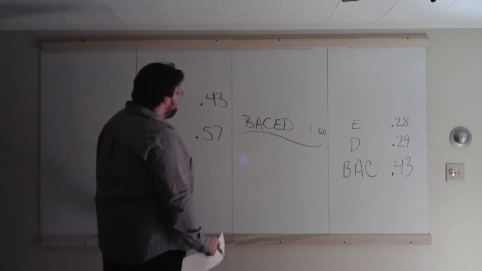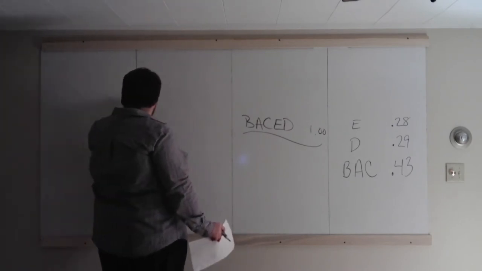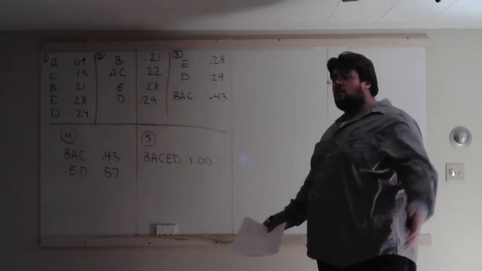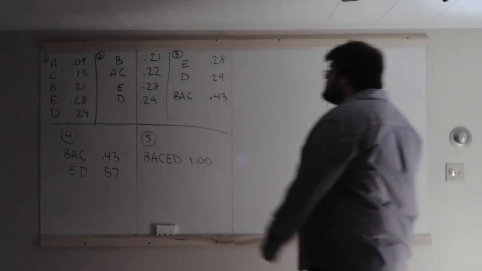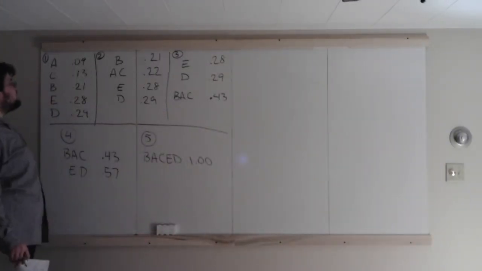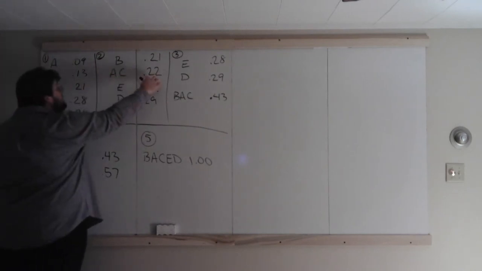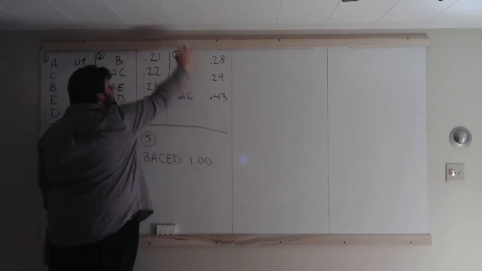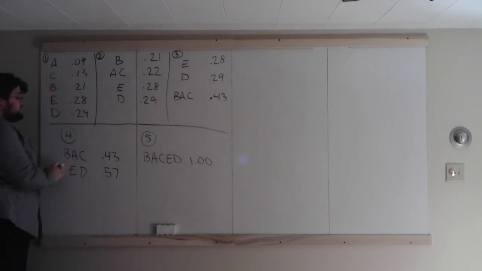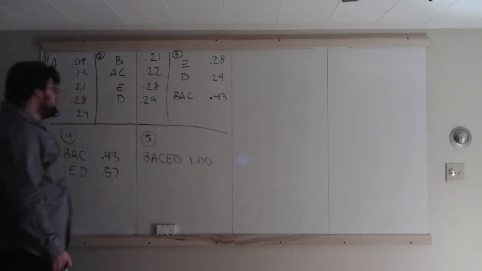And we need all five of those steps that we did. So hopefully you've written them down. If you haven't, I've just rewritten those five steps we did. I labeled them numbers 1, 2, 3, 4, and 5 up here. So we started with them in this order. We combined A and C and put them in order. Then we combined B and AC, which added to 0.43, put them in order. Then we combined E and D, added to 0.57, put them in order. Then we combined BAC and ED, and that added to 1.